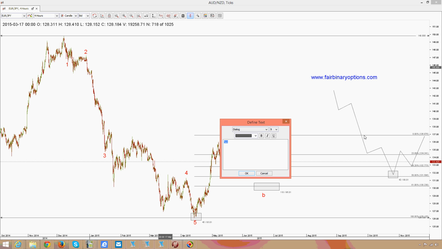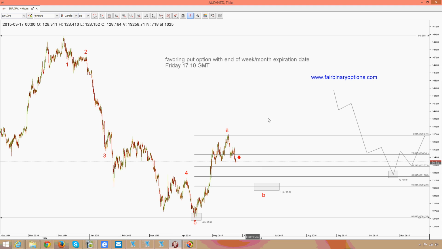But anyways, we are favoring a put option with end of week or month, because it is the same expiration date. Namely, that would be on Friday at 17:10 GMT, offered by almost all brokers. You can find on our website as well.